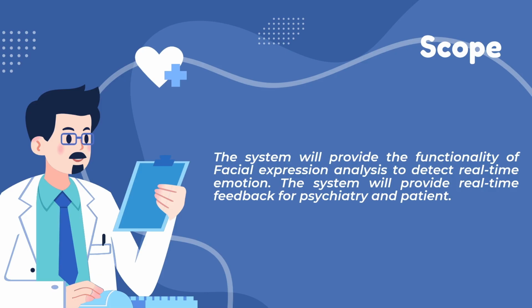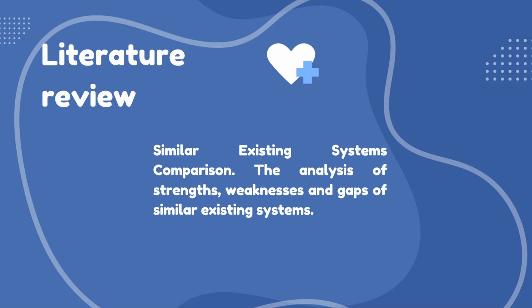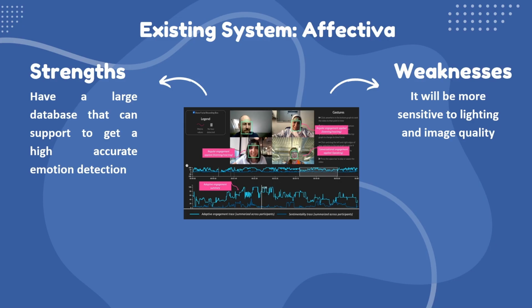So the scope of this FYP is that the system will provide the functionality of facial expression analysis to detect real-time emotion. The system will provide real-time feedback for psychiatrist and patient. And the literature review will be a similar existing system comparison, the analysis of strengths, weaknesses, and the gaps between similarities and existing systems. So the first one is Affectiva.